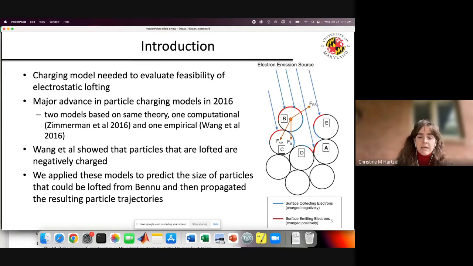So in 2016, there were two papers that discussed the same concept. One was a computational study, and one was an experimental study that then developed an empirical model of what the charge on a particle should be, or what the electrostatic force on the particle should be. In this work, we implemented both of those charging models, the computational and the empirical, and used them to predict the size of particles that could be lofted from Bennu. Bennu is the asteroid that was visited by the OSIRIS-REx spacecraft.